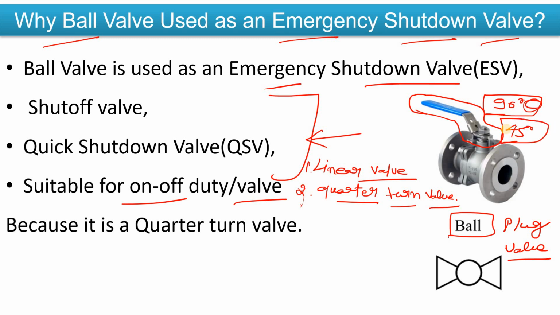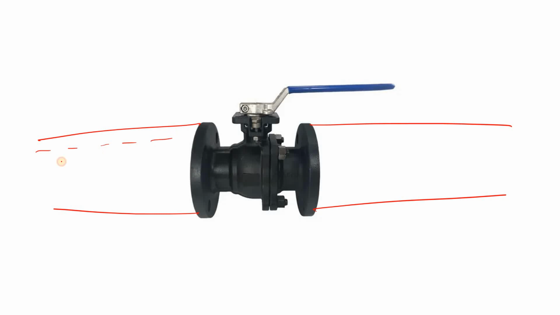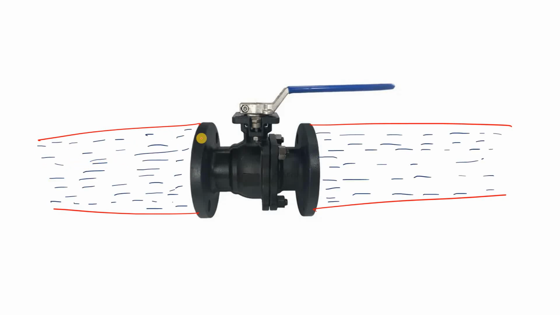Now simply see here, this is a ball valve, right? Let's suppose it is connected here, and there is a fluid flowing. I am just explaining it to you. Right now this ball valve is open or on. Why? Because this handle is parallel with the flowing fluid, or with this line, right?